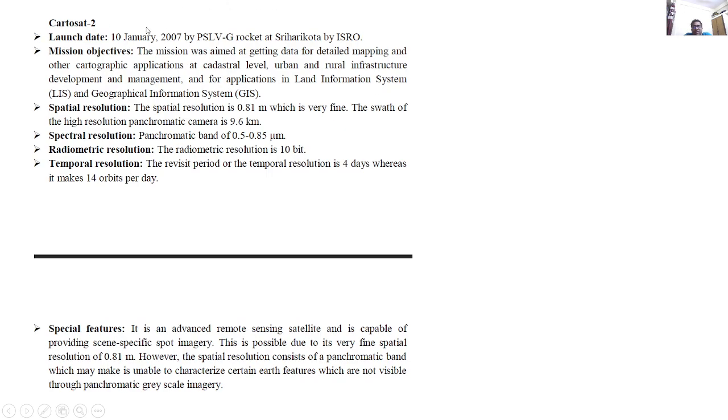Then Cartosat is the one which was launched by ISRO in 2007, and it was for cartographic details, as the name already suggests. The spatial resolution is very fine, 0.81 meter only, and the spectral resolution is only a panchromatic band, by the way, and the radiometric resolution was 10 bits.